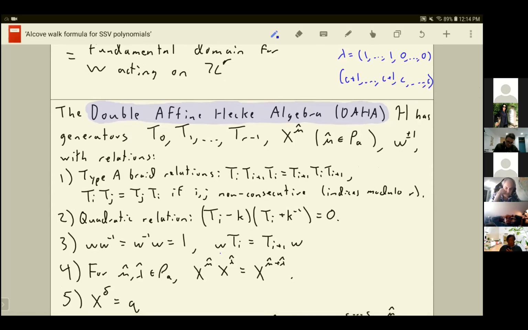Really, this is just notation, but I allowed mu hat, the power of X, to live in the affine weight lattice. But X to the delta, I'm going to specialize to just be our parameter Q. So here we have two parameters floating around, Q and K. And whenever X to the delta comes up, that's a Q.